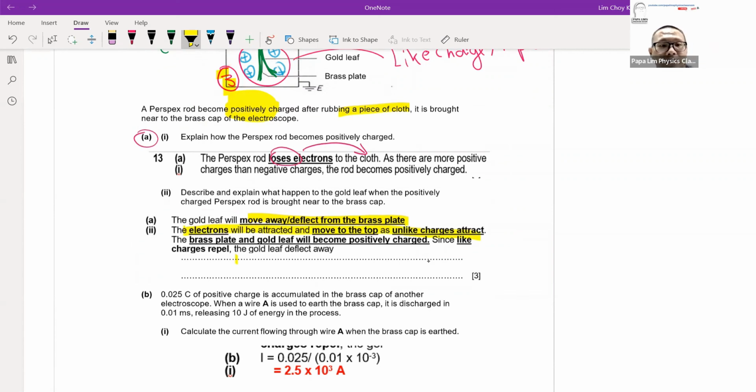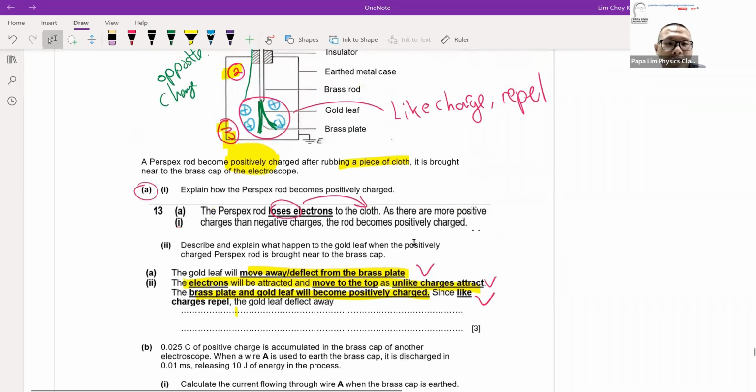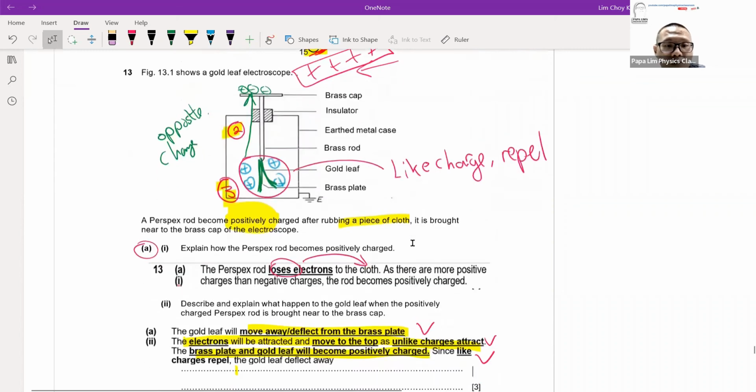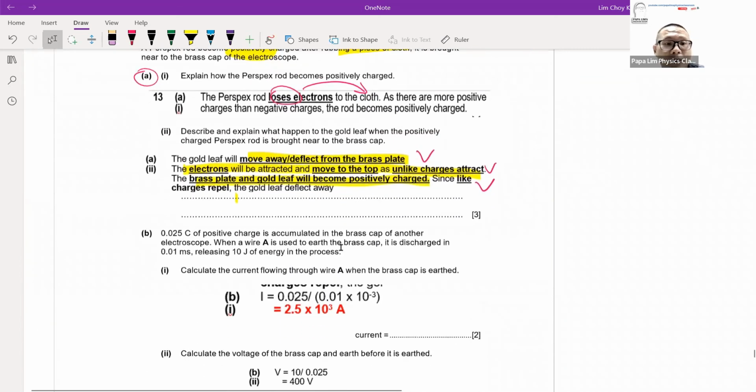And after that, you have to find that the brass plate and the gold leaf at the bottom will be positive charge and it will deflect. So these are the 3 keywords, or 3 sentences, that we look at when we look at the electroscope, the gold leaf electroscope, which is quite an interesting experiment.